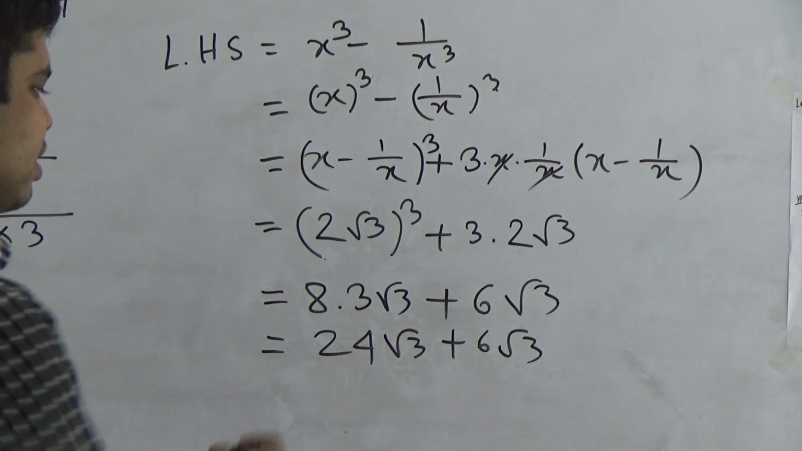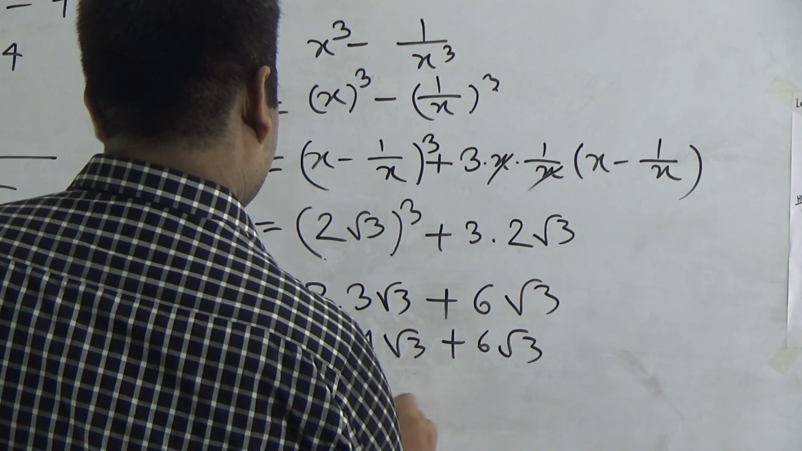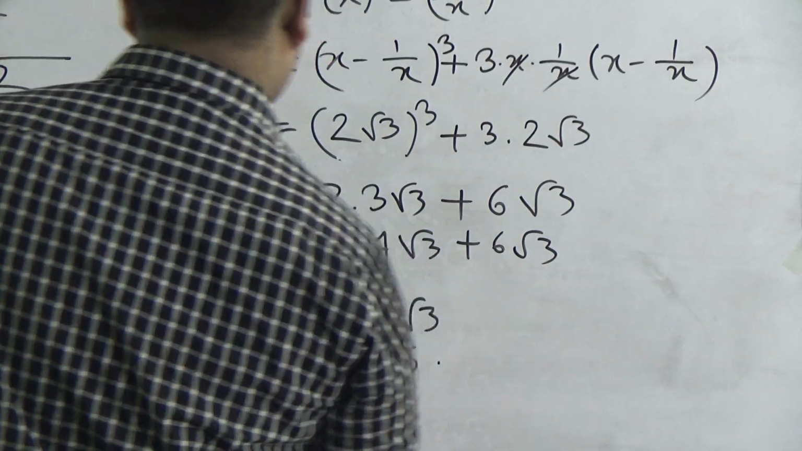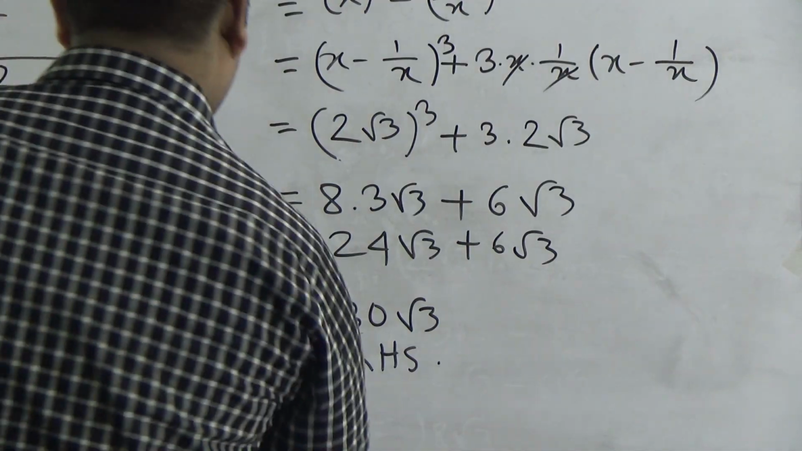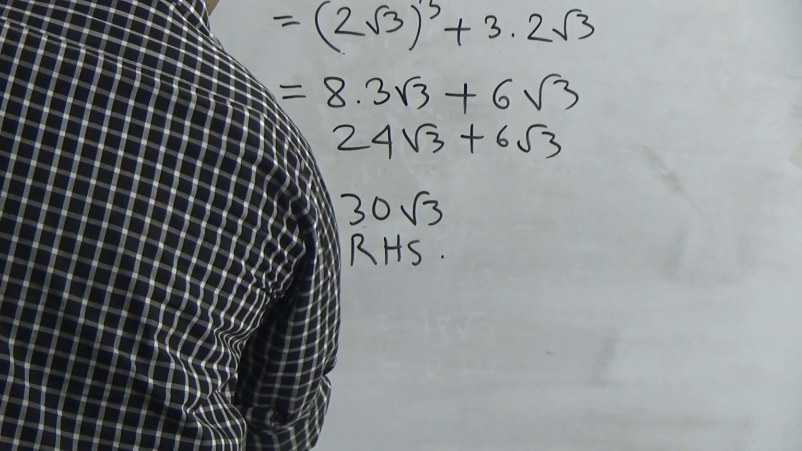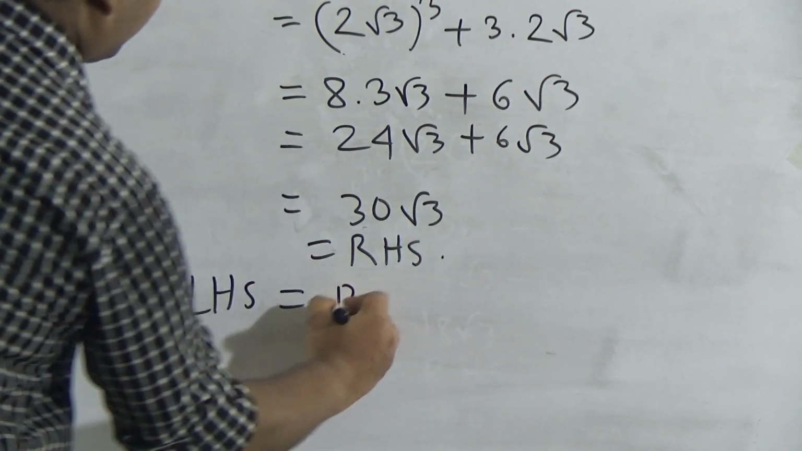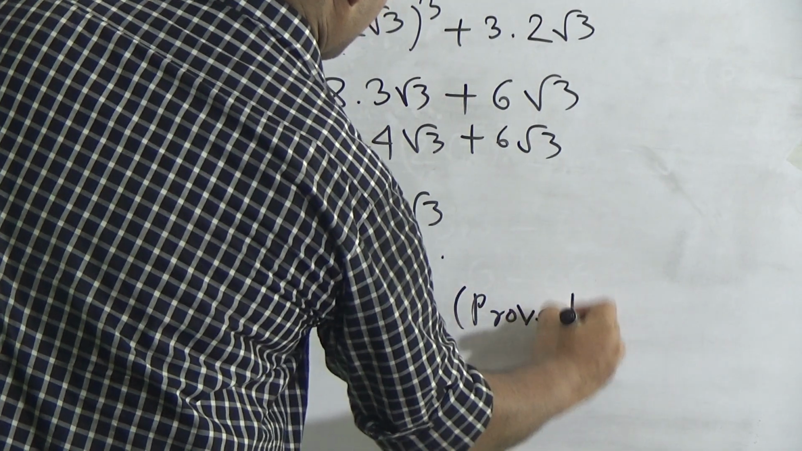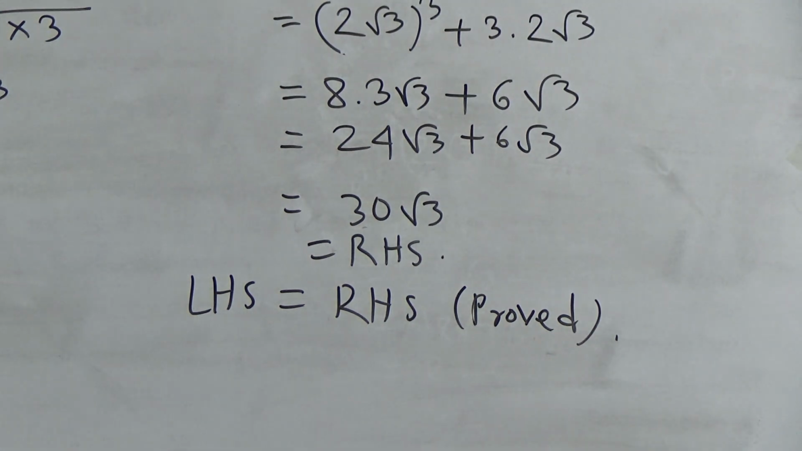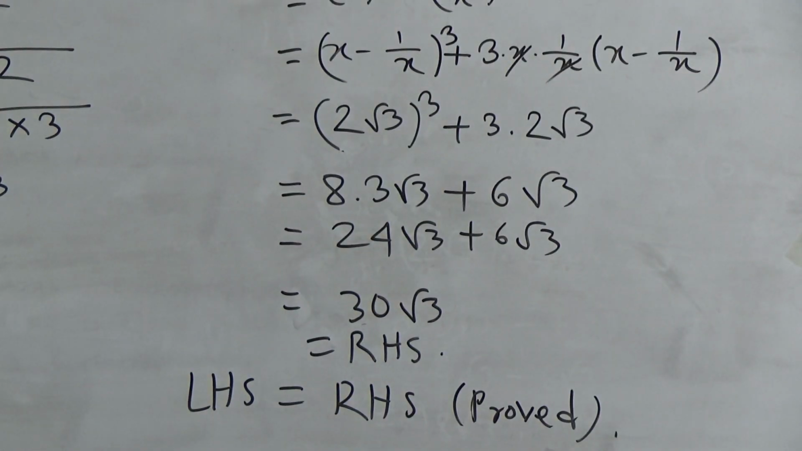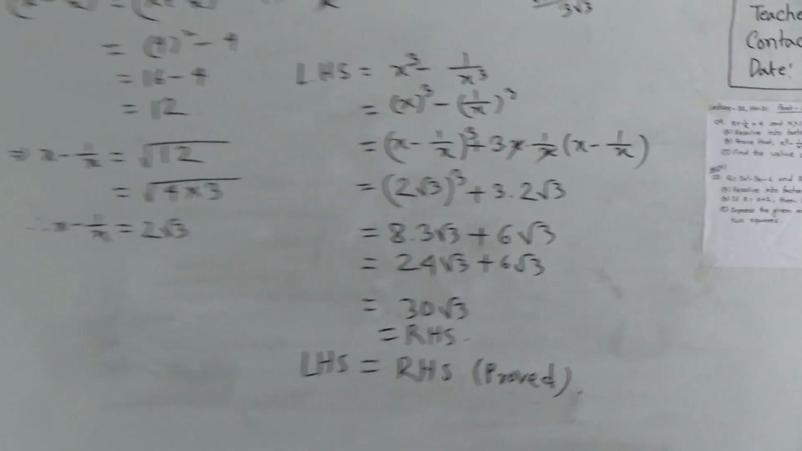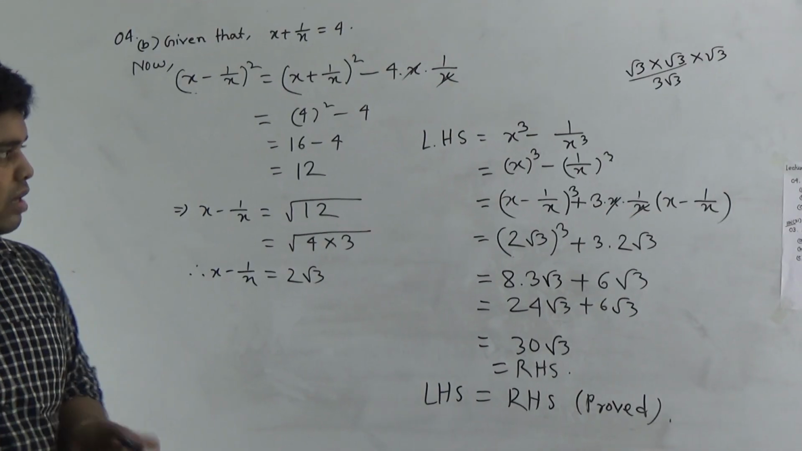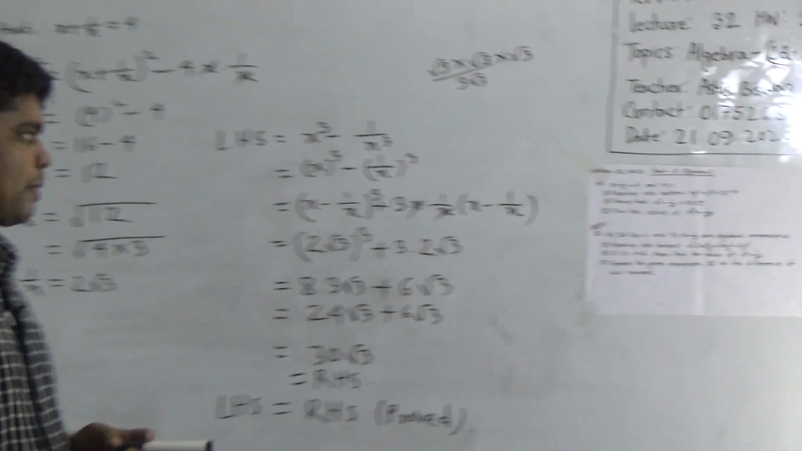Now we add here 24 root 3, here 6 root 3. If we add this, then we get 30 root 3, and this is the RHS of the expression. That means we write LHS equals RHS. Proved. I hope you have understood question number B. Okay, my dear students, question number B is done. Next we shall solve question number C.